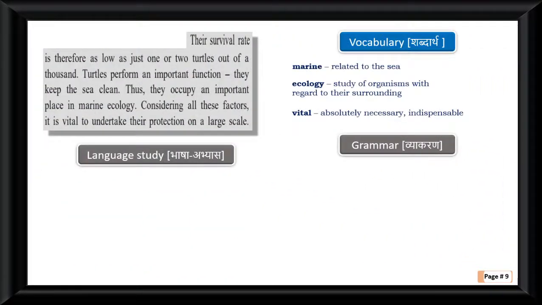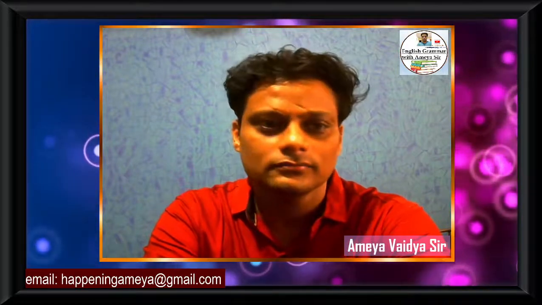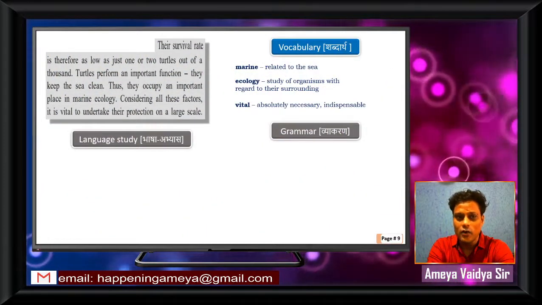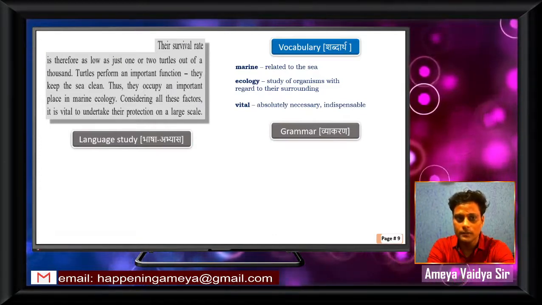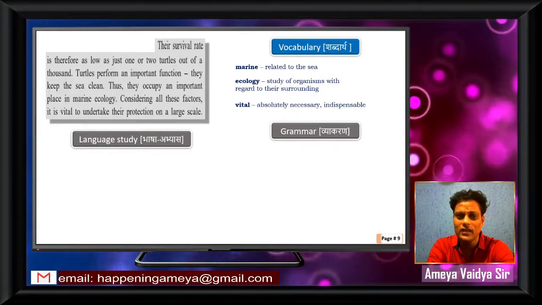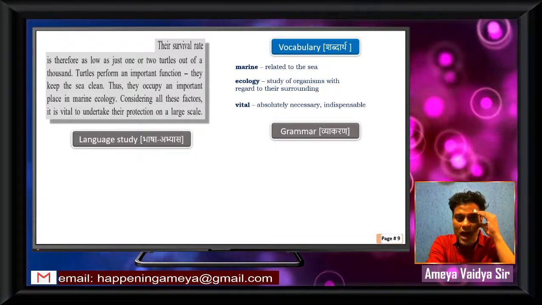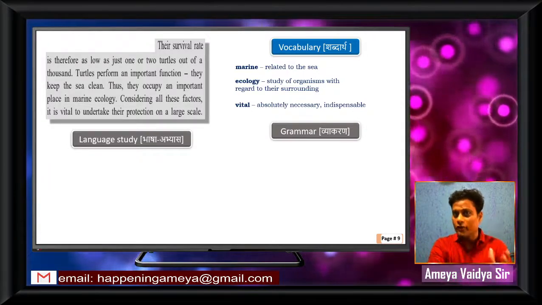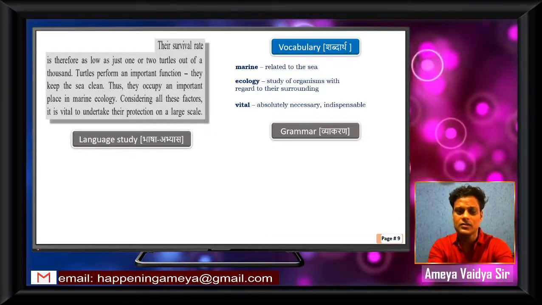Small paragraph relatively. You know what I'm about to say. Give me your 100%. Let's continue. Their survival rate is therefore as low as just 1 or 2 turtles out of 1,000. Isn't that stunning, guys? The survival rate is how low? Just 1 or 2 out of 1,000. That's stunning. I mean, that's just phenomenal.